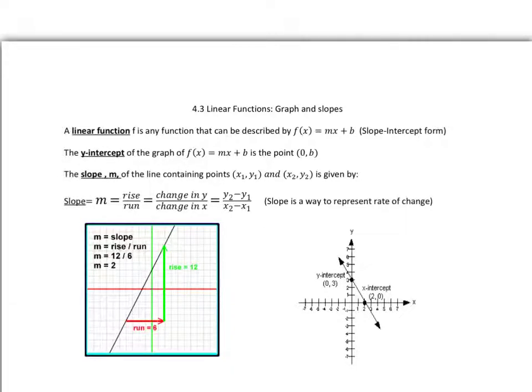Welcome to 4.3 linear functions, graphs, and slopes. So, let's get into the definitions here. A linear function is any function that can be described as f of x equals mx plus b. And this is said to be in the slope-intercept form of the line.